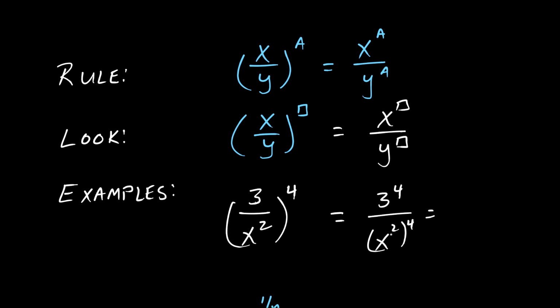And you saw earlier, power to a power, you're going to multiply, so we have 3 to the 4th over x to the 8th. And if we want, we can rename 3 to the 4th as 3 times 3 times 3 times 3, which is 81 over x to the 8th.